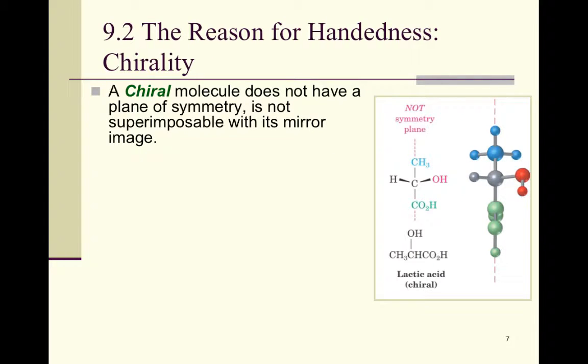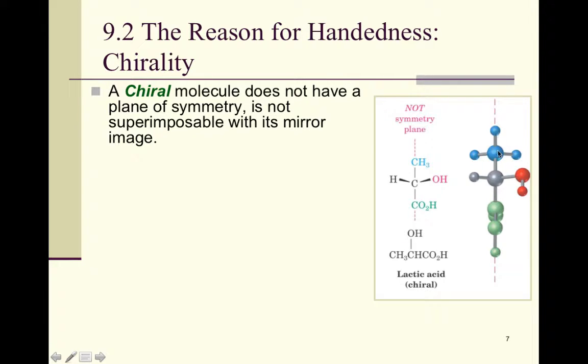The reason for handedness is known as chirality. A chiral molecule does not have a plane of symmetry. It is not superimposable with its mirror image. Taking a look at the structure on the right, we even have a model version of it, we can see that we have a CH3 on the top, and I think the model is a little bit easier so you can take a look at the plane of symmetry.